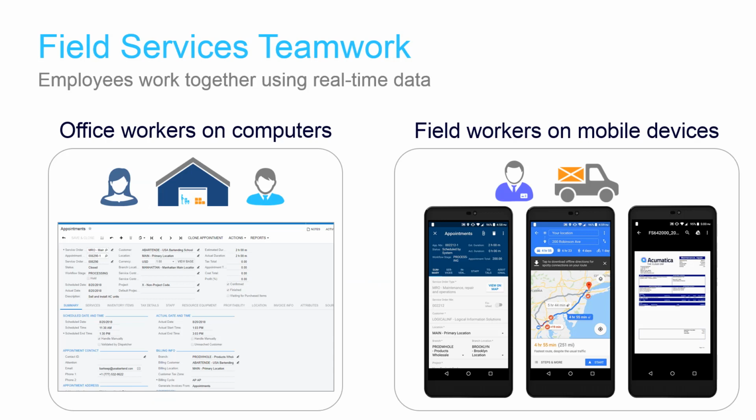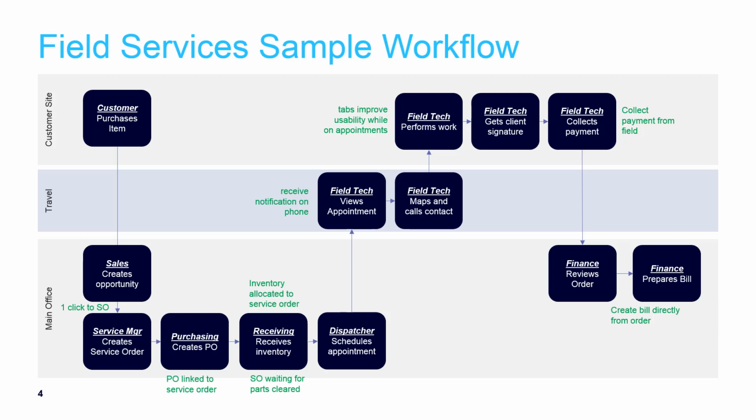Office workers and field service personnel work together in real time using the device that best suits their environment. In 2018 R2, we added push notifications, document tabs, and payment capabilities to the mobile experience. In this video, we demonstrate an end-to-end process involving the sale and installation of a custom ordered item. The green notes in the flow diagram indicate where 2018 R2 features are utilized.